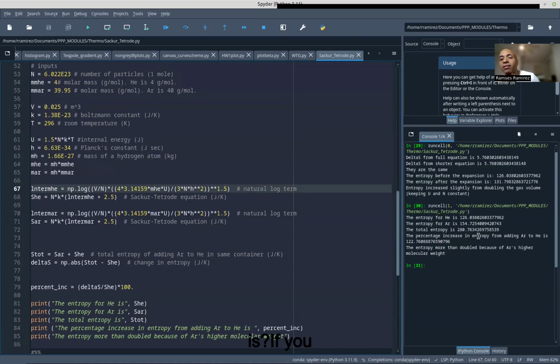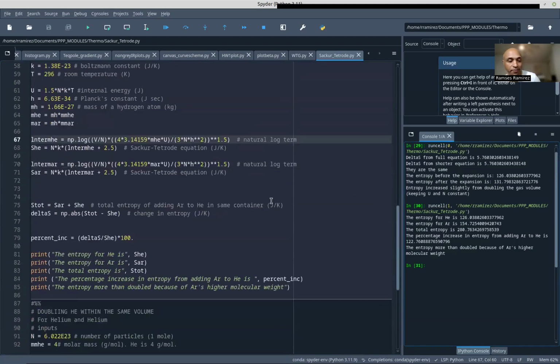And think about that. Why do you think that is? If you said that it's because argon has a higher molecular mass, you would be right. That's exactly right. So you actually get more than a doubling of the entropy in this case. When you add an equal amount of heavier gas to helium, the total entropy is 280, which is more than double 126. So the percentage increase in entropy from adding argon to helium is 122%. That's over 100%, more than double because of argon's higher molecular weight. So that's the interesting thing.